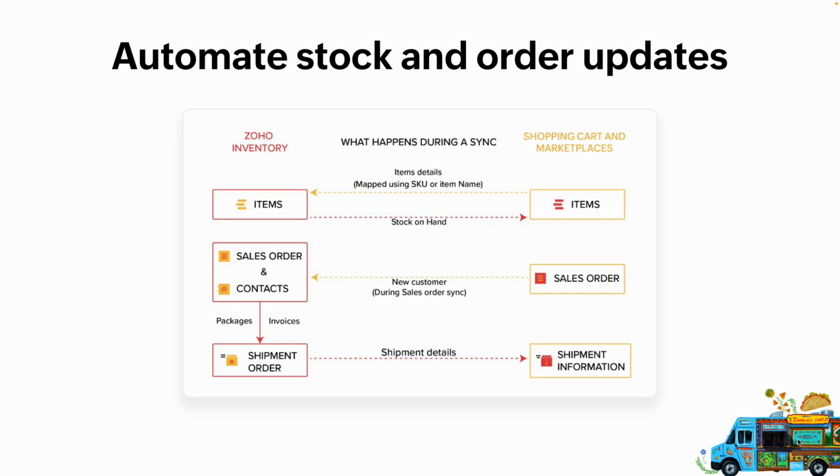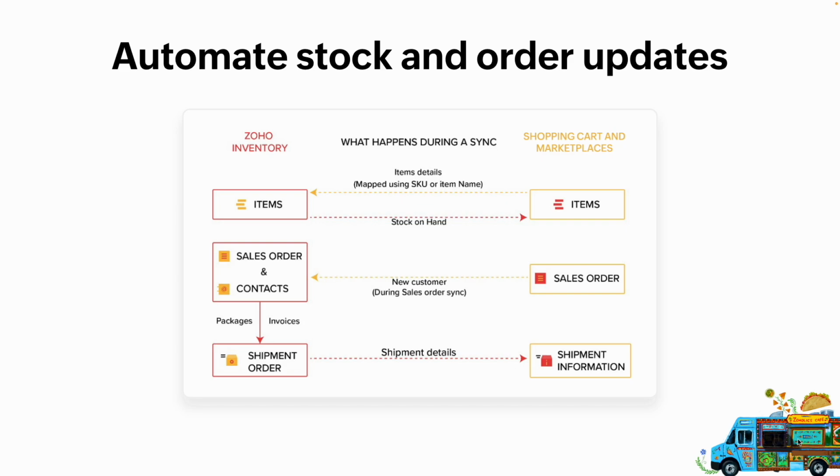So which means that, let's say, for example, you're connected to 5 different channels. It means that the stock from Zoho Inventory acts as a central place where the stock is managed. The stock from Zoho Inventory is updated in all the channels in one go. So you will make sure that you are not overselling or underselling in any of these channels.